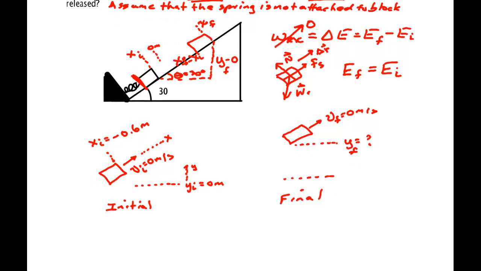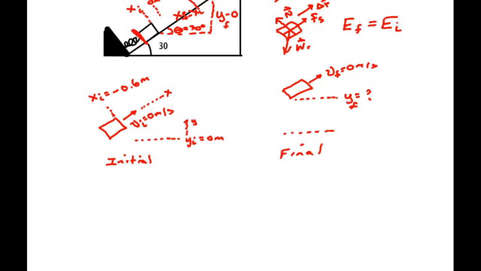Now, the final energy. Well, the final energy is the final kinetic plus the final potential. There is no kinetic, it's not moving. Initially, it had some initial kinetic plus initial potential, but the kinetic was again 0 because it was not moving. What type of potential does it have at the end? The only type of potential it has is gravity. Gravitational potential energy is mg yf.